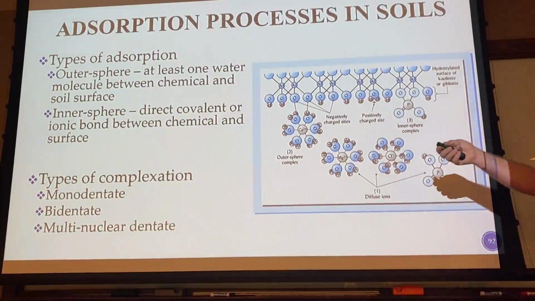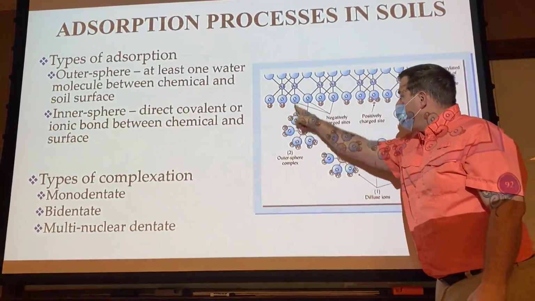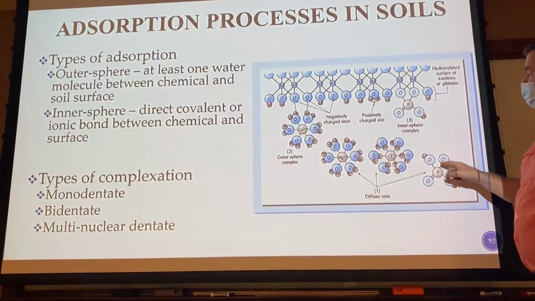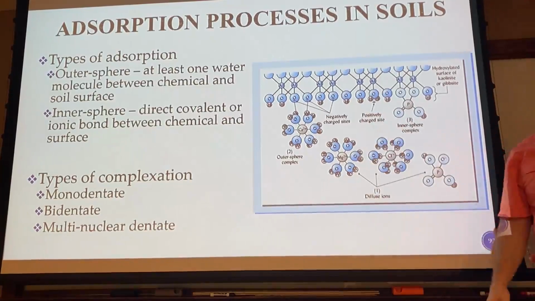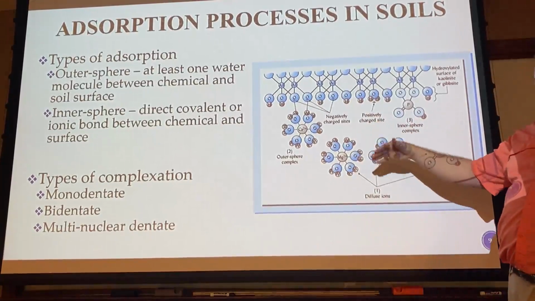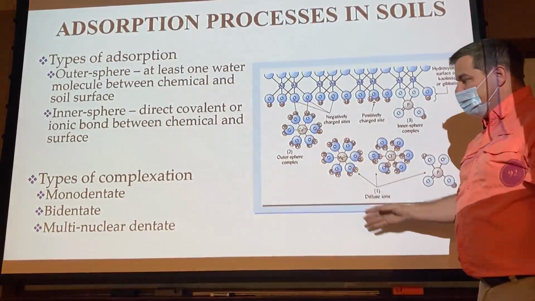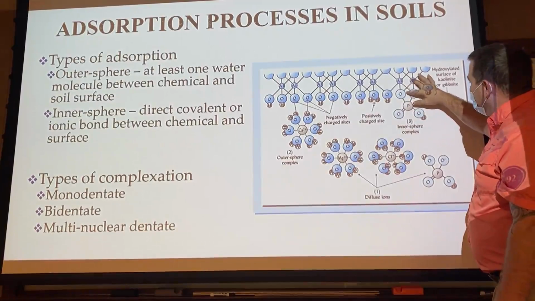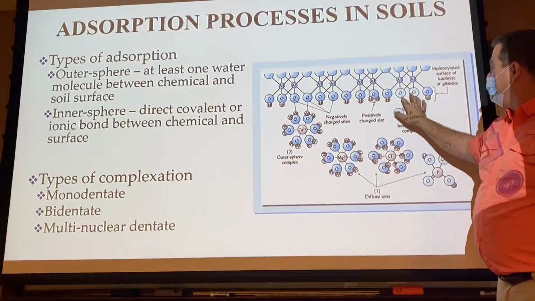So for outer sphere adsorption, we have at least one water molecule forming this bond. For inner sphere, we have a direct covalent bond between the chemical and the surface. And then next, it's not just that simple. We have people who want to make it difficult, and they want to classify this, and whether they have monodentate, bidentate, multinuclear dentate. What that means is that we're going to have some bond now between aluminum and the oxygen in that.